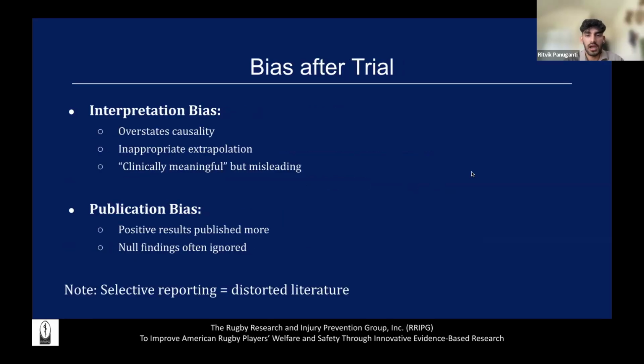Then there's bias after trial, and a big one is interpretation bias, where it overstates causality and makes inappropriate extrapolation. Also, clinically, when they state it's clinically meaningful, this can be misleading at times. And then there's publication bias, where positive results are published more, and null findings are often ignored. A quick note: selective reporting leads to a distorted literature.